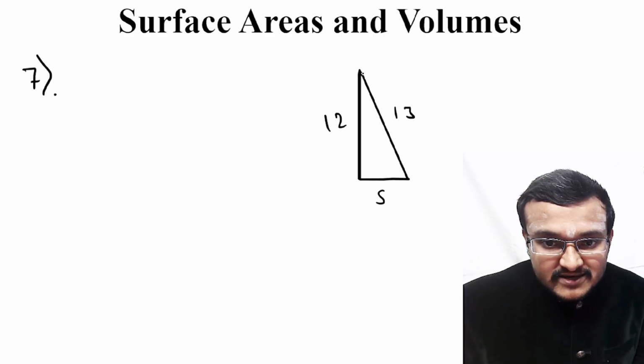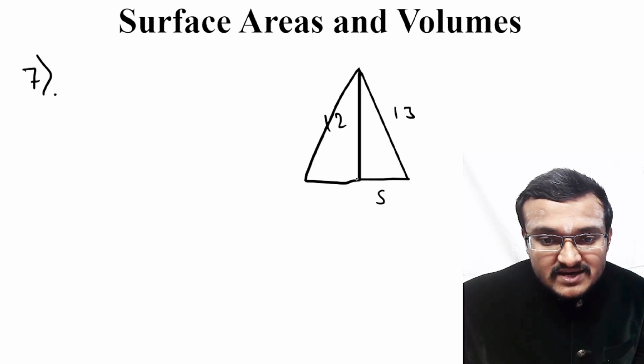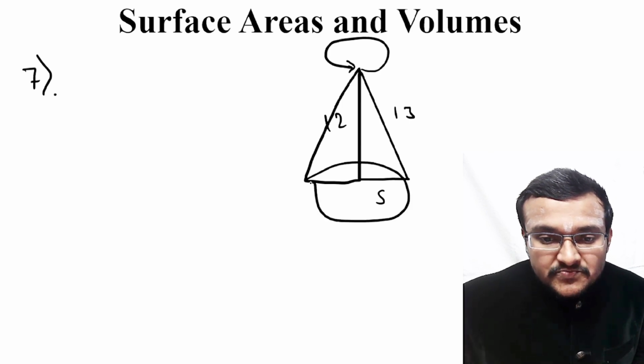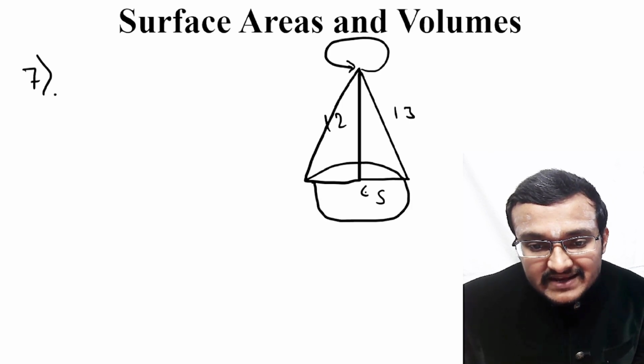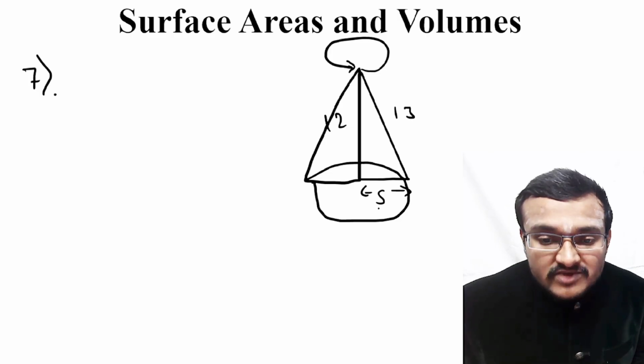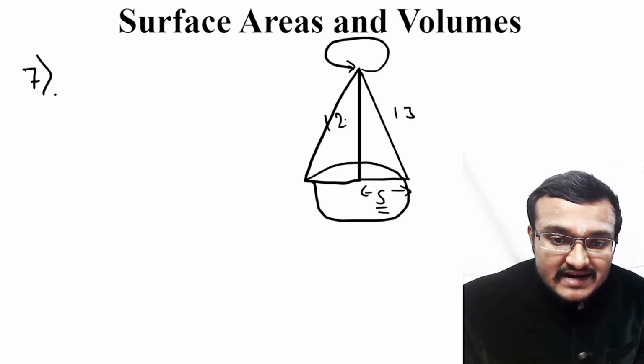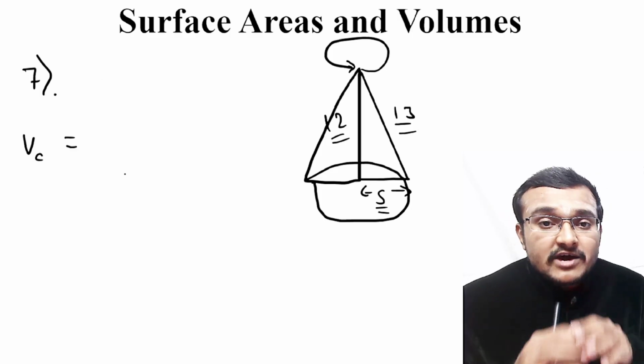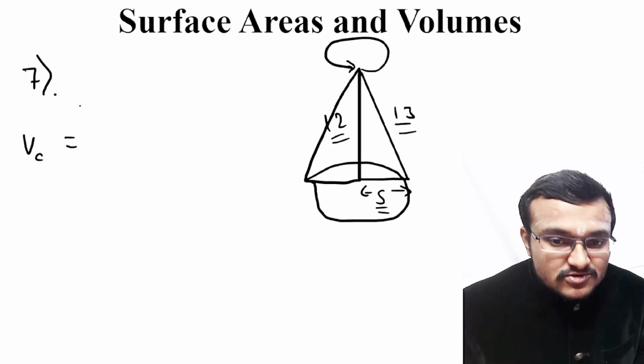So that means this will be forming a cone like this. This triangle is revolved like this, so this will form a cone. That means the radius of the base of this cone will be 5 centimeter, height will be 12 centimeter and slant height will be 13 centimeter. So now we have to find out the volume of this particular cone.